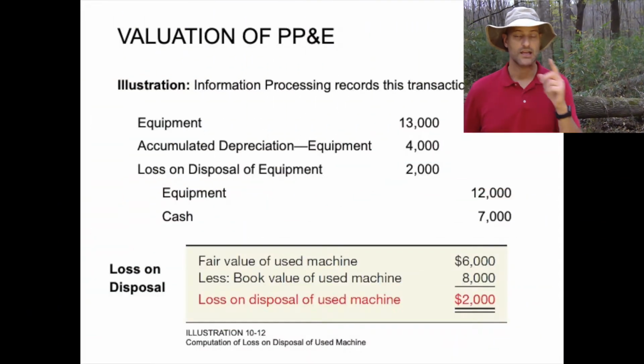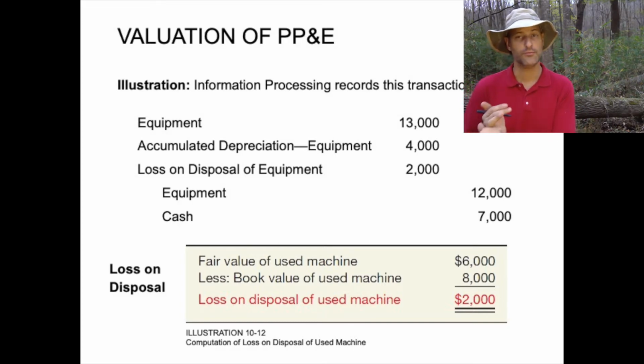So the equipment comes onto the books at $13,000. That's the cash price plus the value of the trade-in. The accumulated depreciation from the old machine goes away, so we're going to debit accumulated depreciation for $4,000. There's a loss on disposal of $2,000. That's the difference between the fair value of the used machine and the book value, $8,000 and $6,000. The loss on disposal is $2,000, and we need to take the old machine off of our books, which had a gross book value of $12,000.